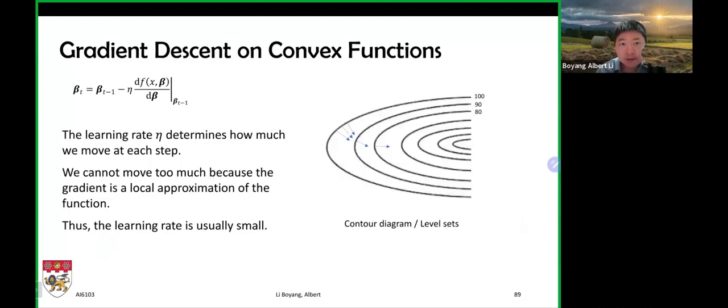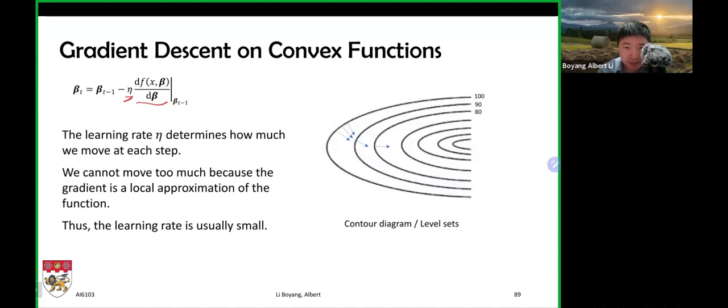And after we learn how to read these diagrams, we can perhaps understand the behaviors of gradient descent somewhat more intuitively. Okay, so we have gradient descent. If we want to perform gradient descent on a convex function, and we have the learning rate eta, which determines how much we move at each step, right? Technically, the norm of the gradient as well as the learning rate eta both determine how much we move. We don't want to move too much at any point.